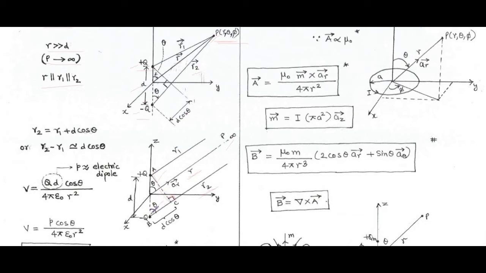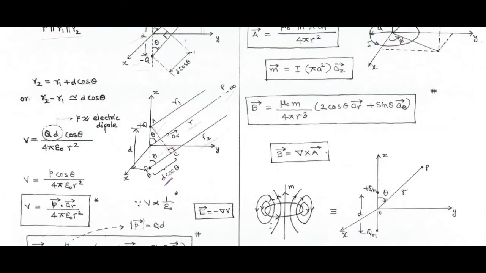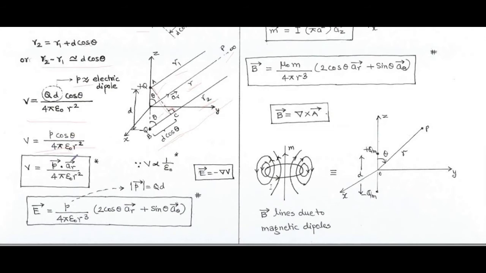Now we take the right angle triangle ABC. From here, the base BC can be written as d cos theta. Now we can write R2 equals R1 plus d cos theta, so R2 minus R1 equals d cos theta. With the help of this arrangement, we can determine the potential. The formula of potential is Q d cos theta upon 4 pi epsilon naught R square, where Q into d is called the electric dipole moment, denoted by small p. So the potential is p cos theta upon 4 pi epsilon naught R square. In place of p cos theta, we can write p vector dot unit vector r, where unit vector r is along position vector R.